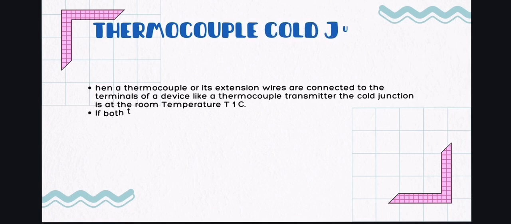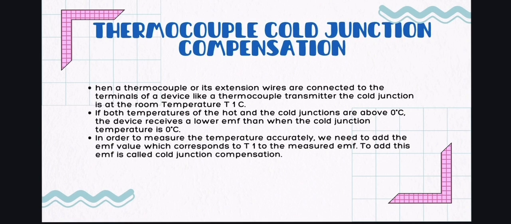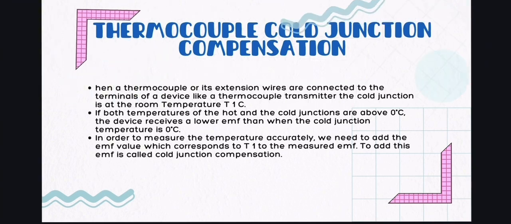Thermocouple cold junction compensation. When a thermocouple or its extension wires are connected to the terminals of a device like a thermocouple transmitter, the cold junction is at the room temperature T1. If both temperatures of the hot and the cold junctions are above 0 degrees Celsius, the device receives a lower EMF than when the cold junction temperature is 0 degrees Celsius. In order to measure the temperature accurately, we need to add the EMF value which corresponds to T1 to the measured EMF. To add this EMF is called cold junction compensation.